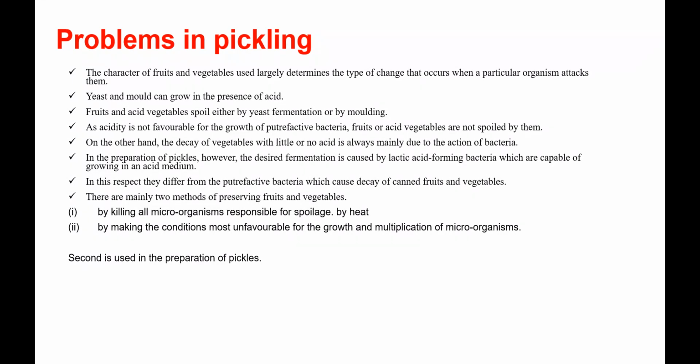So there are basically two methods of preservation of fruits and vegetables. Number one is by killing all the microorganisms which are responsible for spoilage, by heat or other means, and then checking the entry of fresh organisms into the preserved product. The second way is by making the conditions most unfavorable for the growth and multiplication of microorganisms. Basically this first method is generally employed in the preservation of fruit and vegetable, and the second one I am talking about is used in the preparation of pickle.